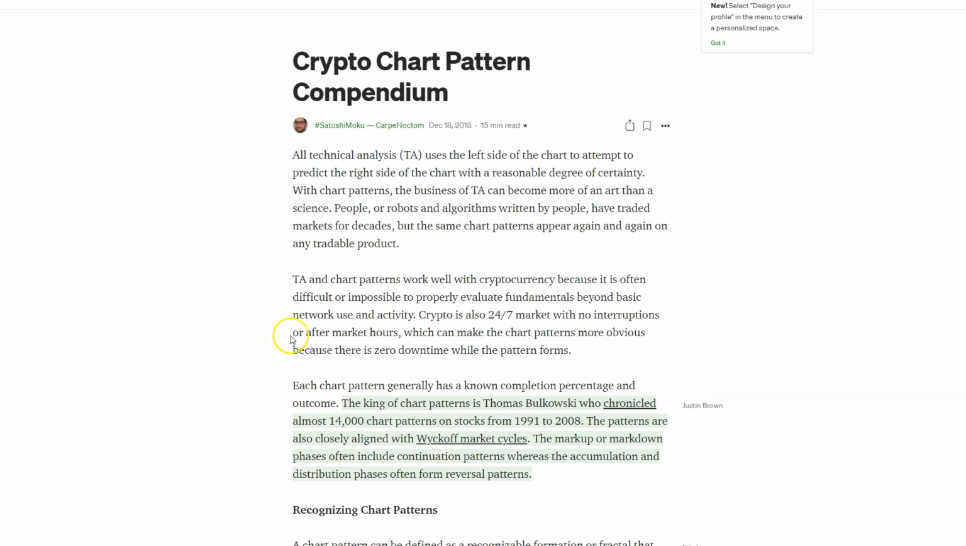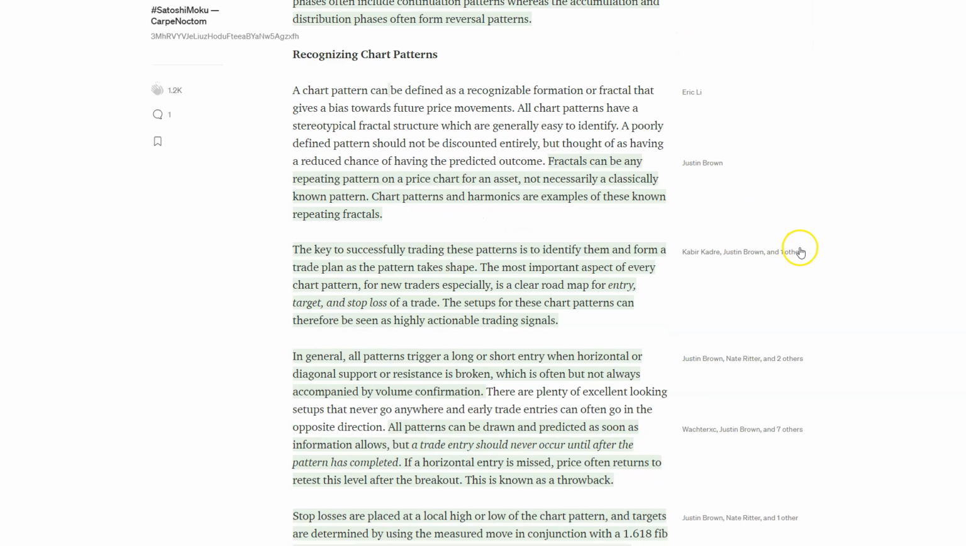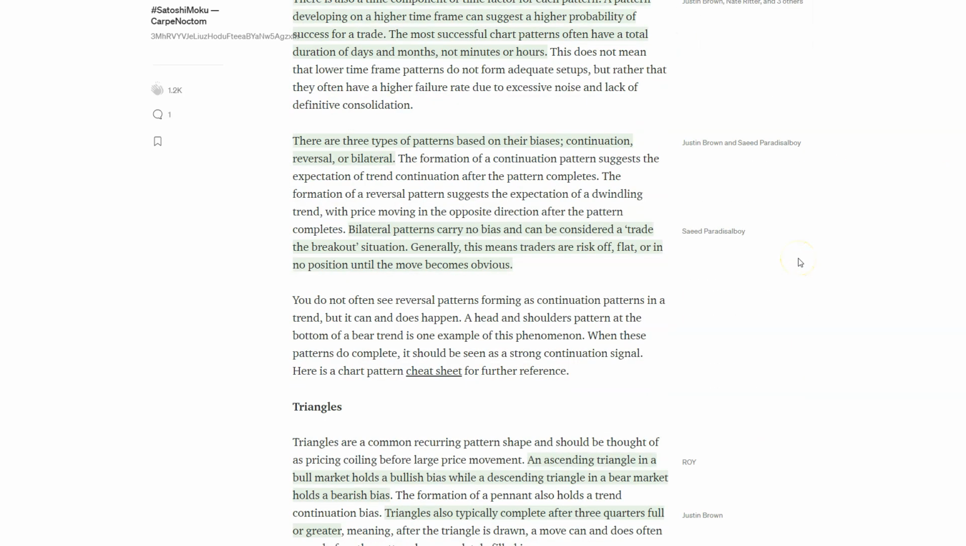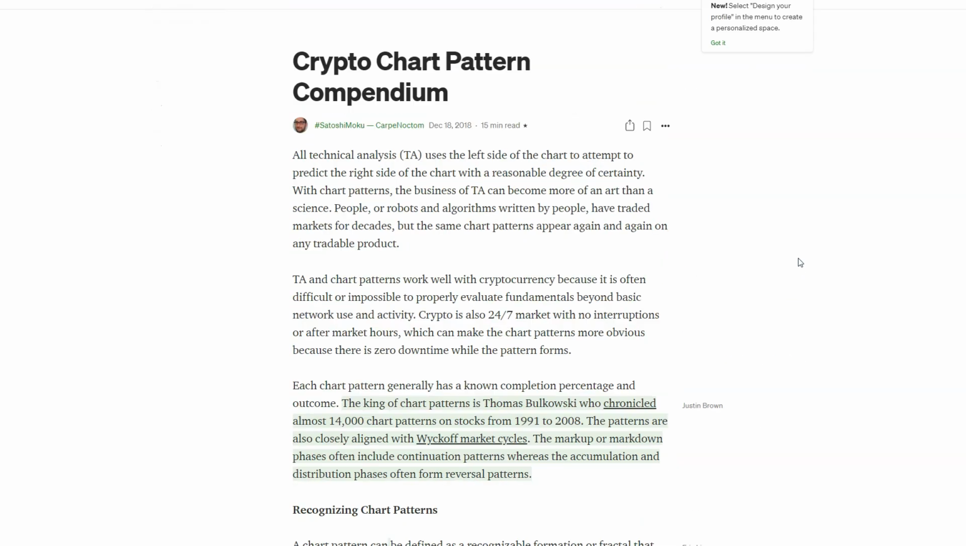So most of this stuff is lifted from my crypto chart pattern compendium article on Medium. I'll link that in the video description below as well. But if you are a reader, lots of discussion from myself regarding the patterns.